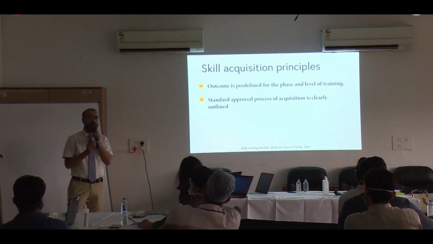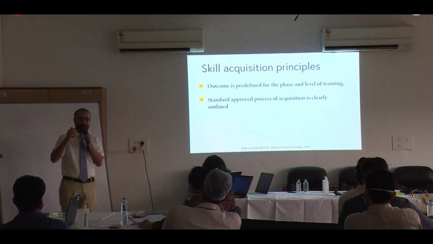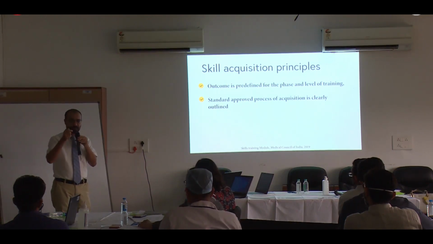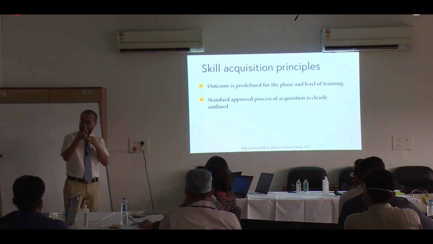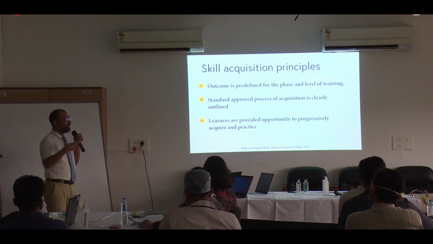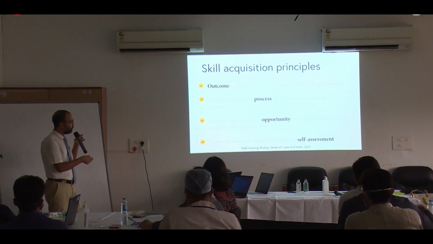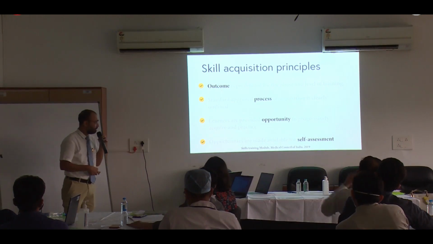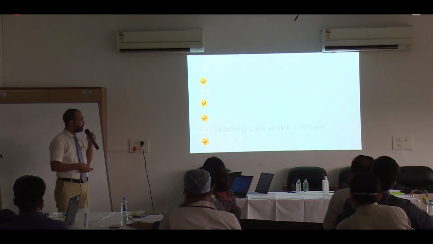In fact, you need to put every single step, like if it is a venipuncture, then where the session will be taken, which is the first step, how will the opening of the wrapper and handing over happen, how will the trainer take the syringe, how will he take the needle, how will he insert it, how will he clean the area, everything. Every single step has to be predefined. Learners are then provided opportunity to practice and finally they self-assess. So there are four main steps: outcome is defined, process is defined, opportunity to practice, and finally self-assessment. This is taken from the skills training module of MCI 2019.